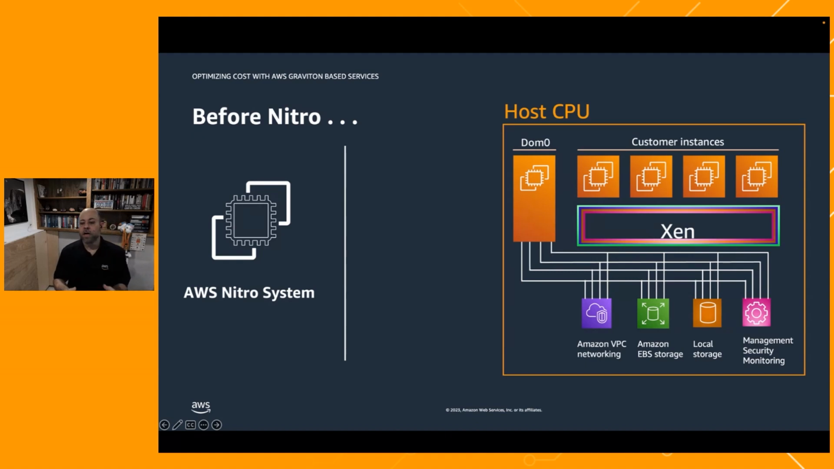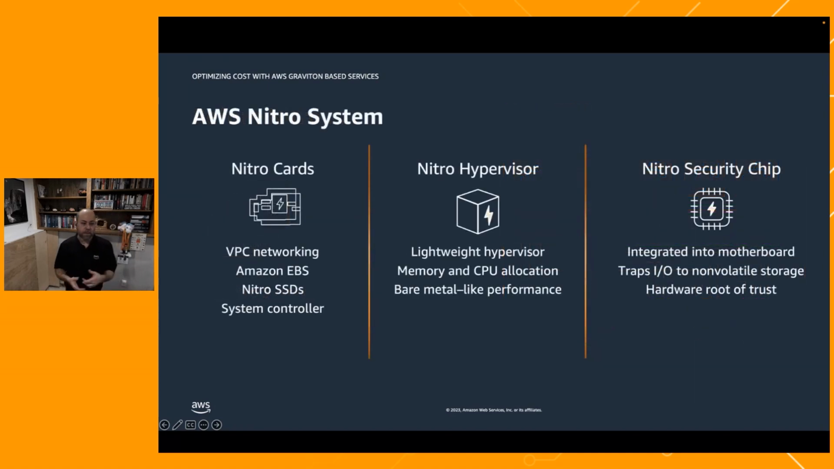So what we started doing is offloading these capabilities to dedicated hardware devices. Right, so we started with Nitro cards. These helped us do that VPC networking, connections out to EBS. Nitro SSDs were also something that we built, and then system controllers. Right, the idea here was then we moved on and replaced Zen with a very lightweight hypervisor. And here what we're also able to do is provide a Nitro security chip.